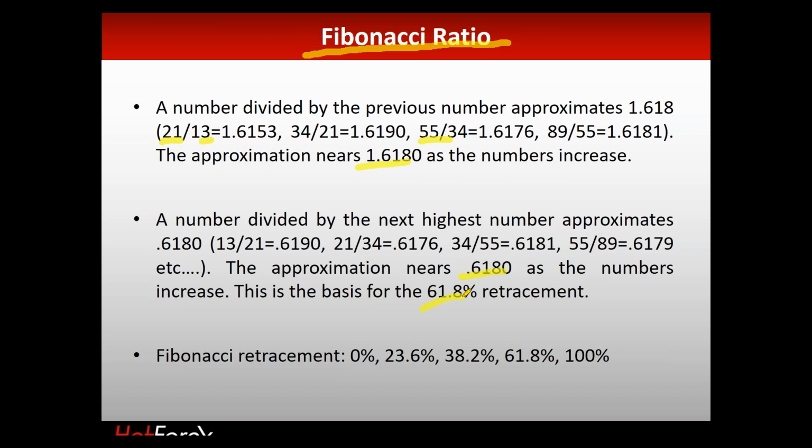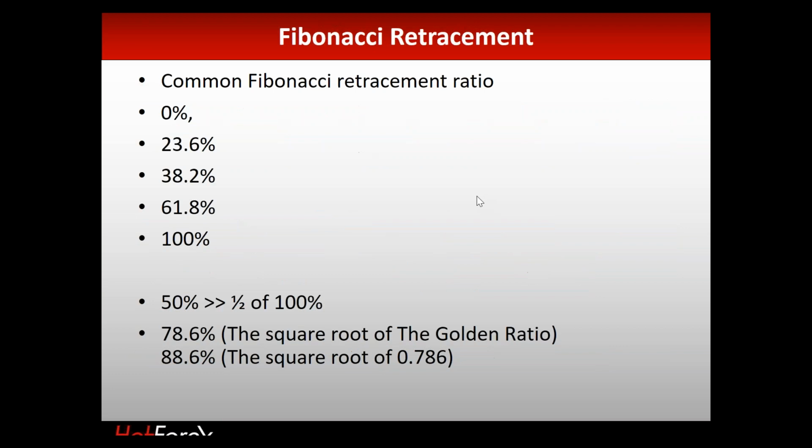So in Fibonacci, the basic Fibonacci ratio that we use in trading is the Fibonacci retracement: 0, 23.6, 38.2, 61.8 and 100. So you have a Fibonacci retracement ratio. We can know where is the best position for entry. Common ratios are 0, 23.6, 38.2, 61.8.